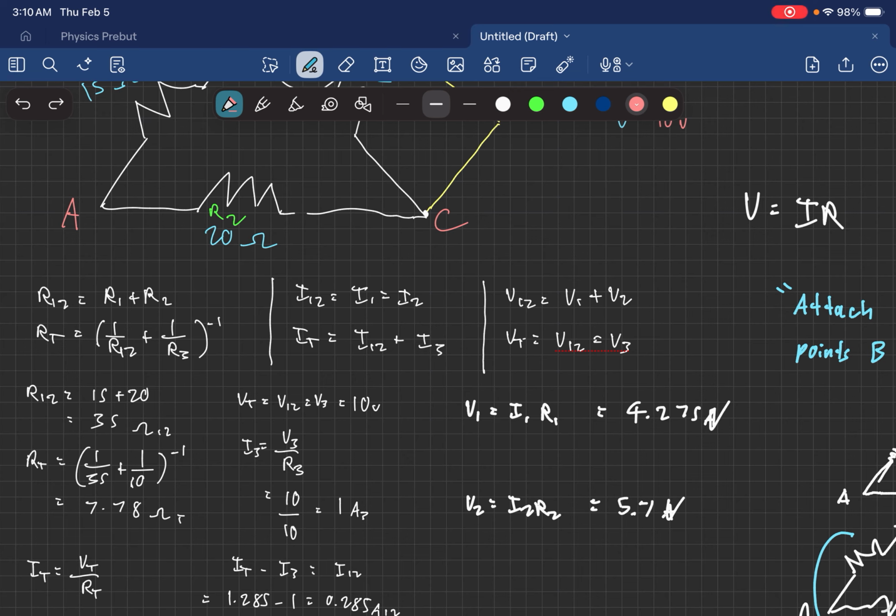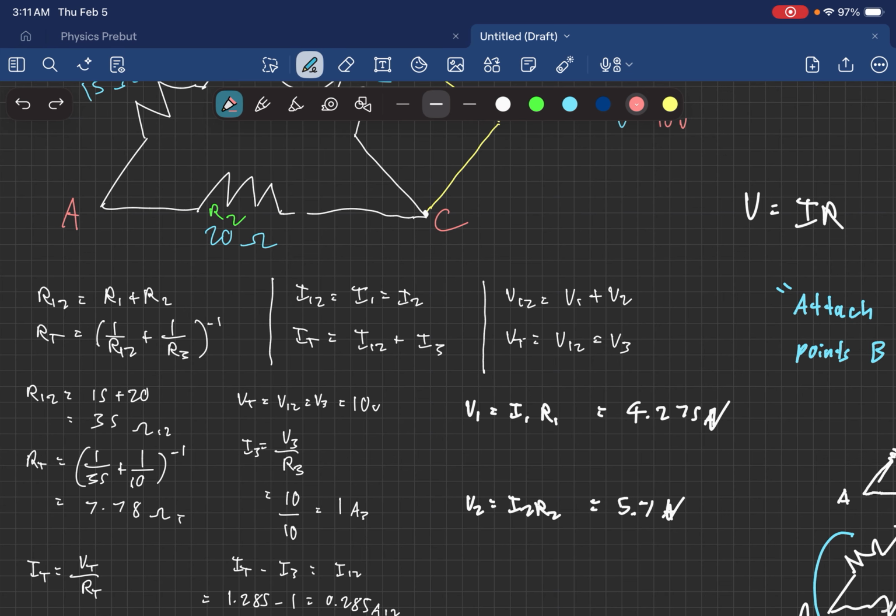So you see here, we're just looking at the subscripts, copying this, copying this, to put here. I12 is added with I3 because in parallel connections, currents are added. Next, for our voltage, V12 is equal to V1 plus V2. Voltages in series connections are added. So here, voltage total is equal to V12, which equals V3.